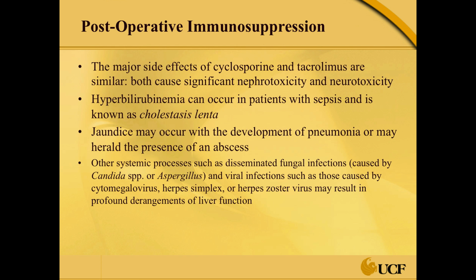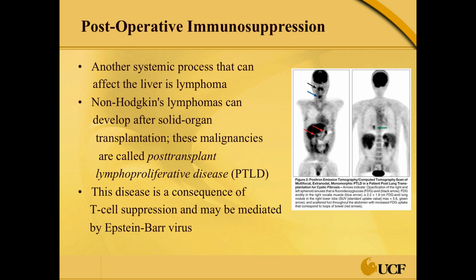Jaundice may occur with the development of pneumonia or may herald the presence of an abscess, and then other systemic processes such as disseminated fungal infections. Yes, unfortunately, fungal infections can be very serious, very life-threatening to patients who are post-op from transplantation. Viral infections as well, CMV, especially in the liver, herpes, both simplex and zoster, those can ultimately result in complete dysfunction of the liver and ultimately a very poor outcome.